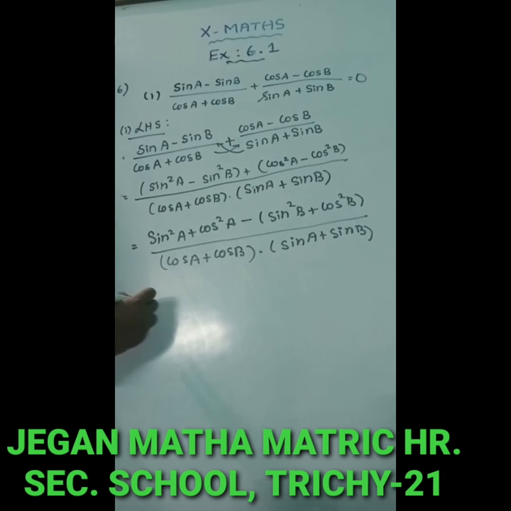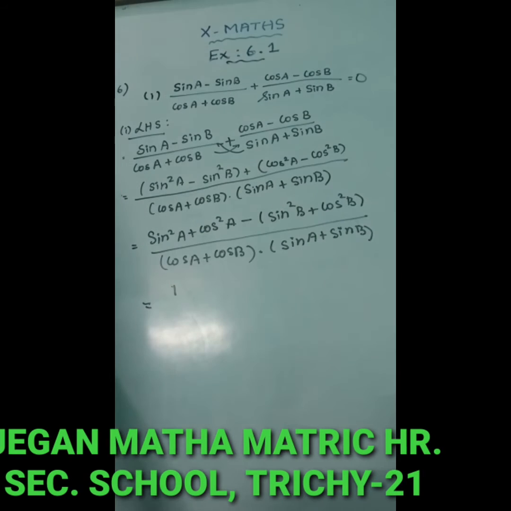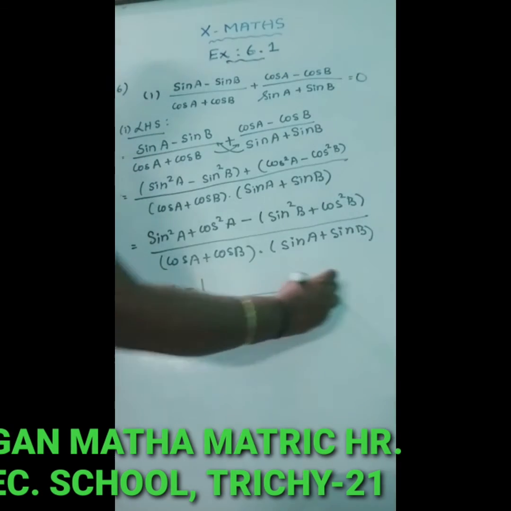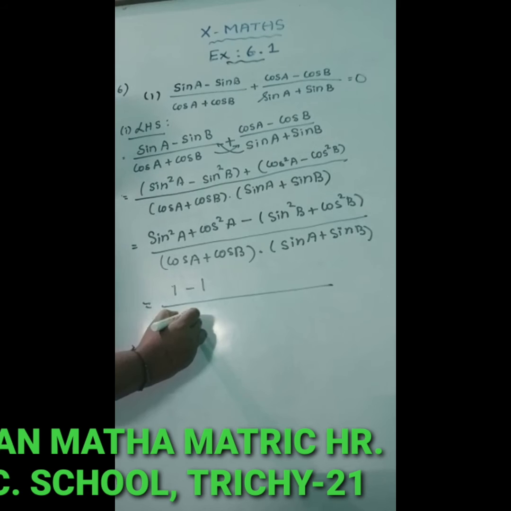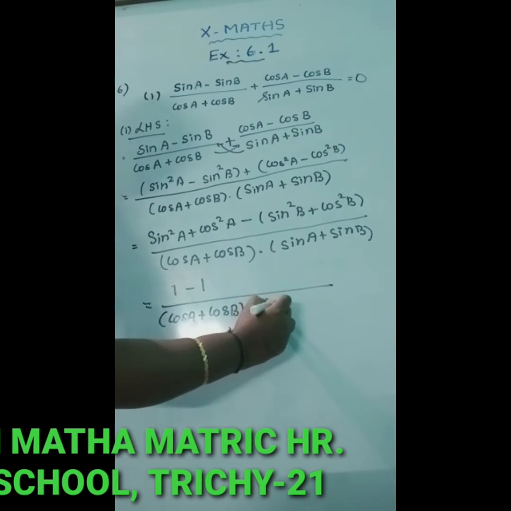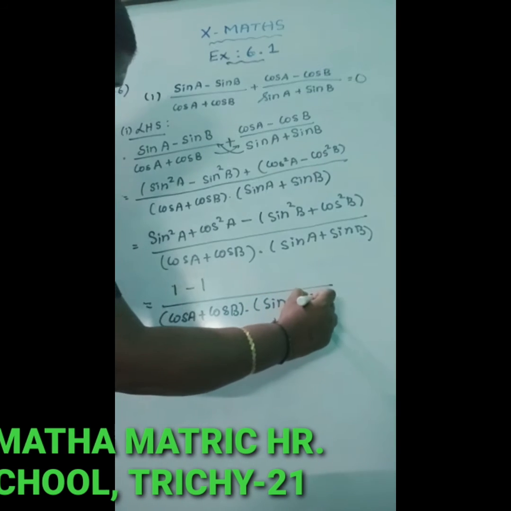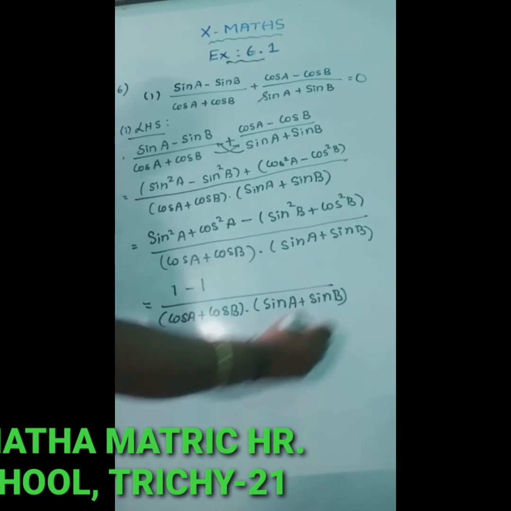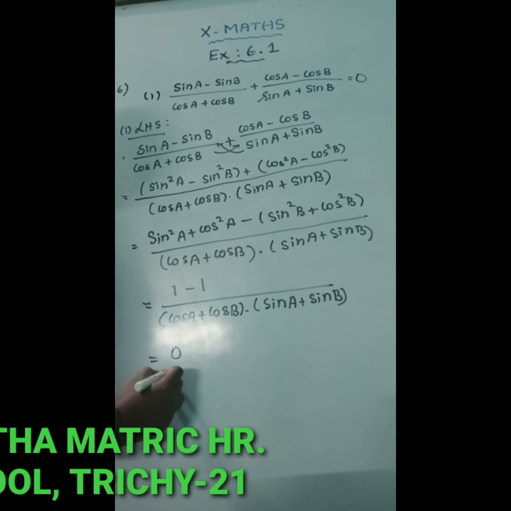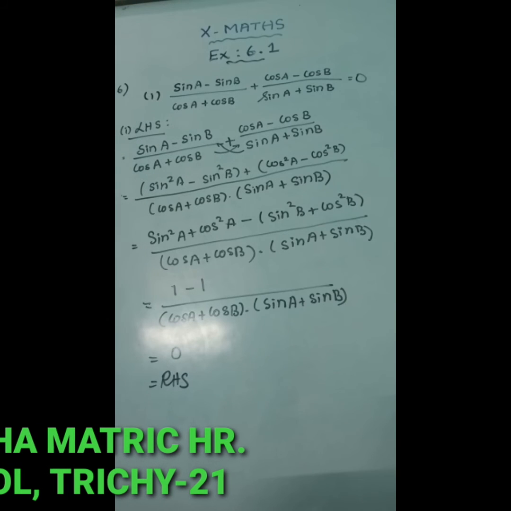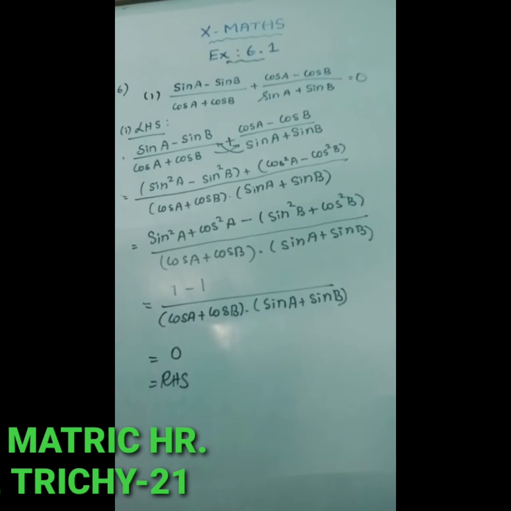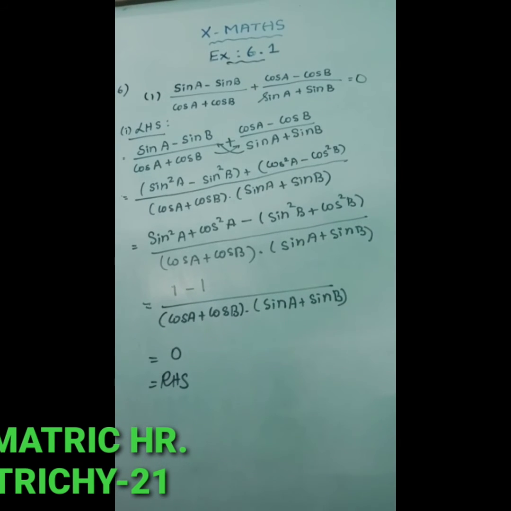So sin square A plus cos square A we have 1, and sin square B plus cos square B we have 1. So divided by cos A plus cos B into sin A plus sin B, that is 1 minus 1 equal to 0. So this is the right hand side. We take the left hand side and prove that the right hand side is 0. So this is the solution for the first one.